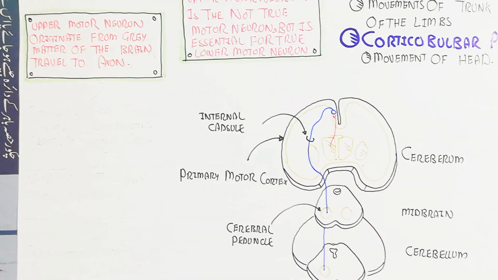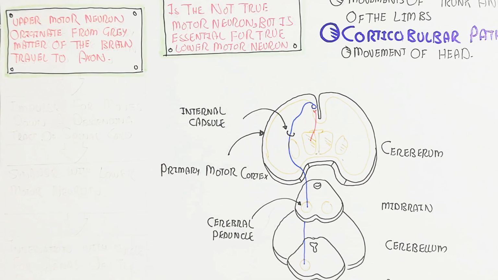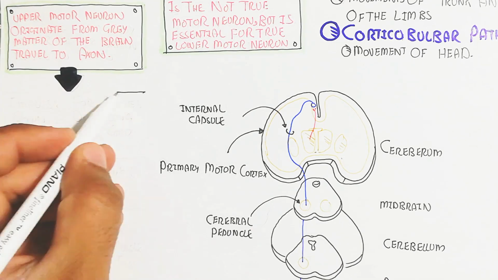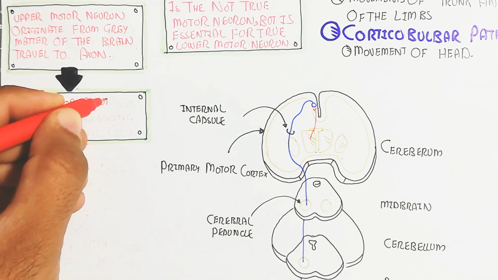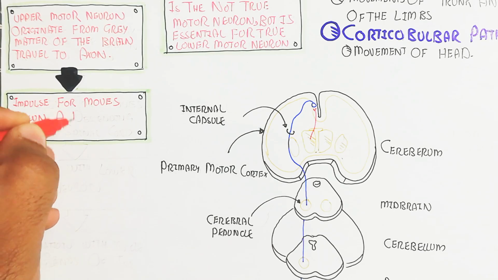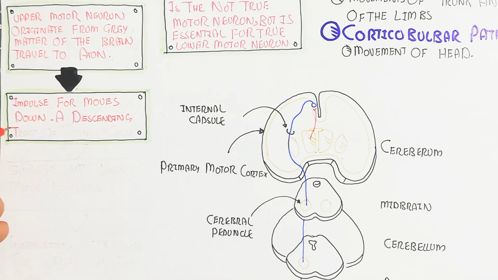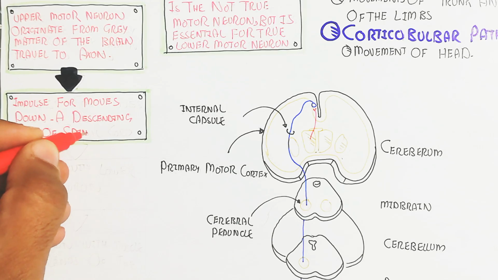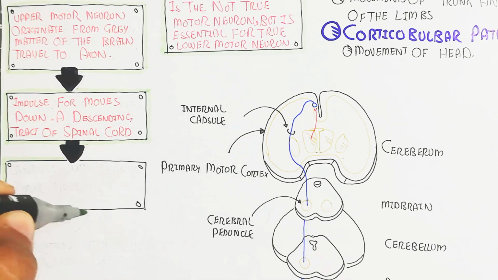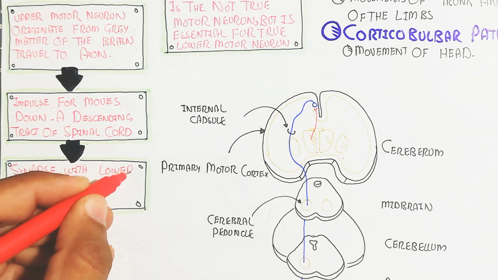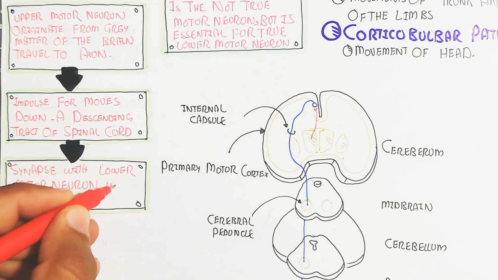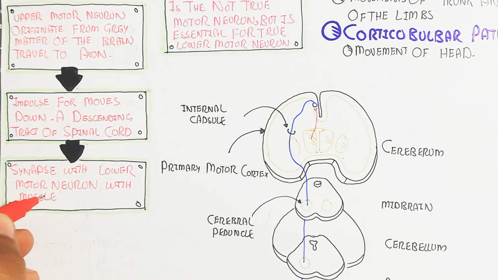This is the lumbar spinal cord. Remember, this is the lateral corticospinal tract and the anterior corticospinal tract. The impulse moves down the descending tract of the spinal cord and synapses with the lower motor neuron, with skeletal muscle, and with the innervation of muscle or glands of the body for other responses.